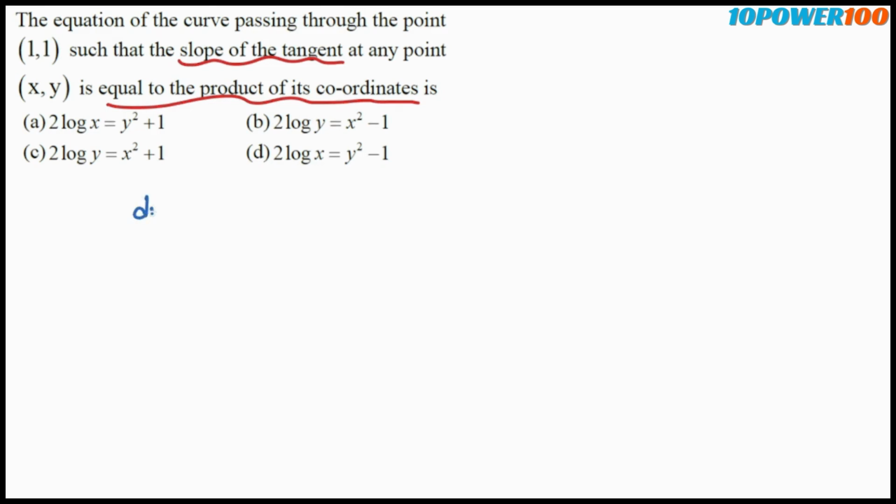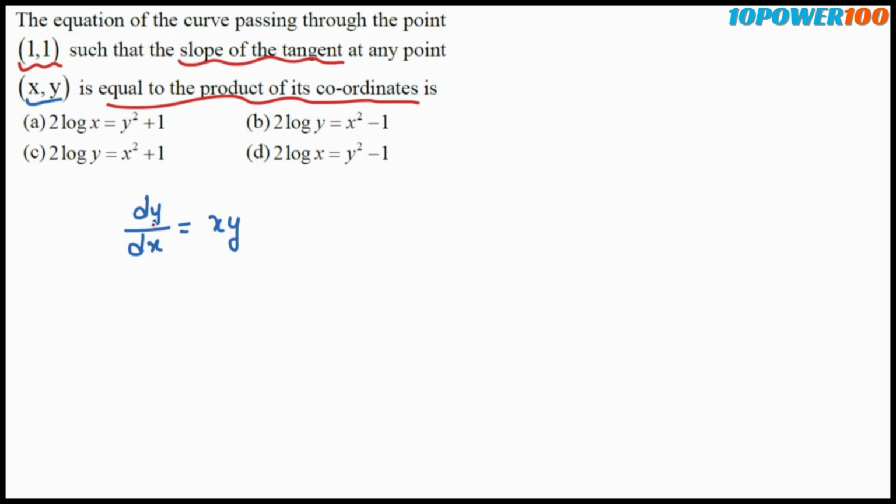Let's take dy by dx. Slope of tangent is nothing but dy by dx. So dy by dx is equal to the product of its coordinates. Coordinates are nothing but x and y, so the product will become x into y, xy. This is the actual condition they have given, and one more point is given, that is (1, 1), which is to find the particular solution. So let's find that later.